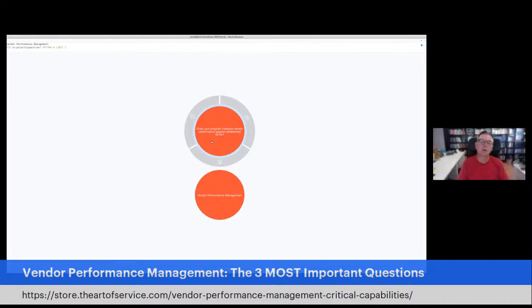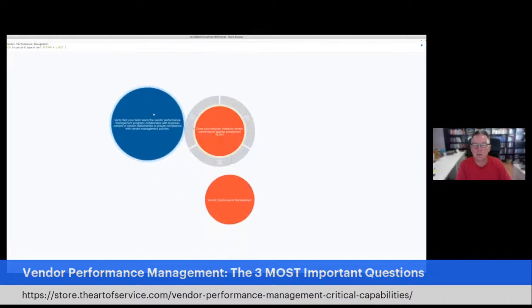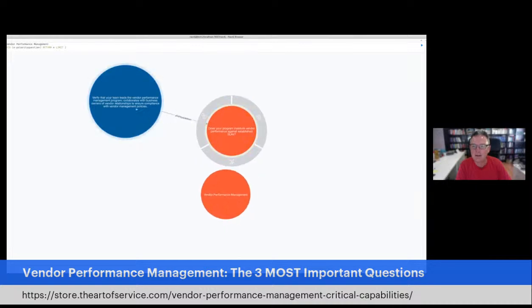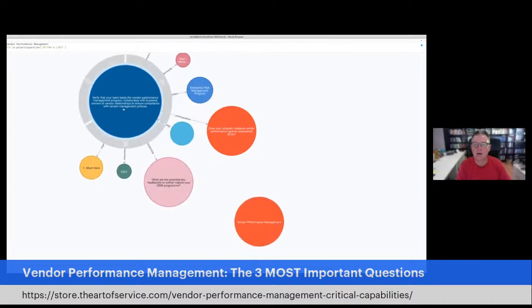Service level agreements are typically used in an enterprise IT environment. It's a contractual obligation agreement against the services that are being delivered by information technology. A SaaS solution, for example, has a contractual SLA attached to it. Does your program measure vendor performance against established SLAs? Now, how do you actually do that? Verify that your team leads the vendor performance management program, so they collaborate with business owners of vendor relationships to ensure compliance with vendor management policies are in place.